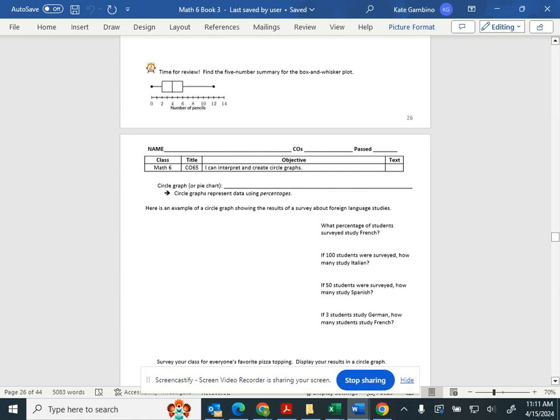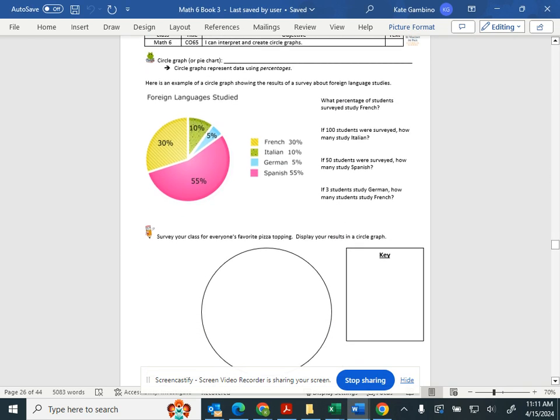All right, so now we have circle graphs. Circle graphs, CO65, percentages. What key thing do we have to put under the circle graph working with percentages? Ava? Part equals percent times the whole. You will use that equation.